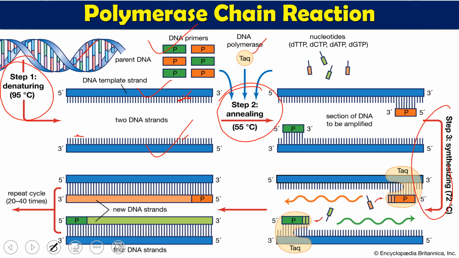Then thermostable DNA polymerase; we may have different types of thermostable polymerase. Most commonly, most preferably, we use Taq DNA polymerase, which comes from Thermus aquaticus. But other than Taq polymerase, there are a number of other DNA polymerases which can be used in PCR reactions, like Vent polymerase, Pfu polymerase, and Pwo polymerase.